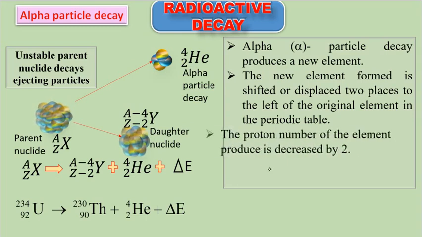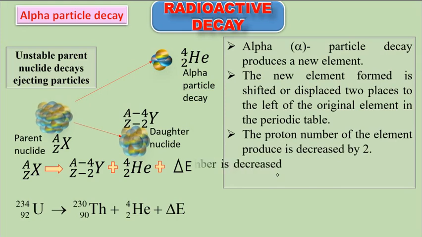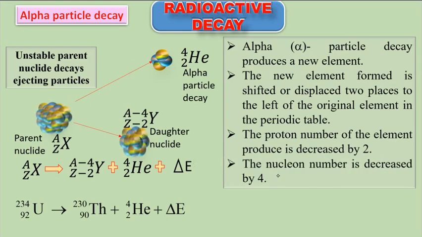So you have the proton number decrease by 2. And then finally you have the nucleon number also decreased by 4. We mentioned it. Look at this. This is 234 and this is 230. So now the daughter nuclide's nucleon number is 4 less than the parent nuclide. So therefore, the nucleon number decreased by 4. So now that's what happens during alpha particle decay.